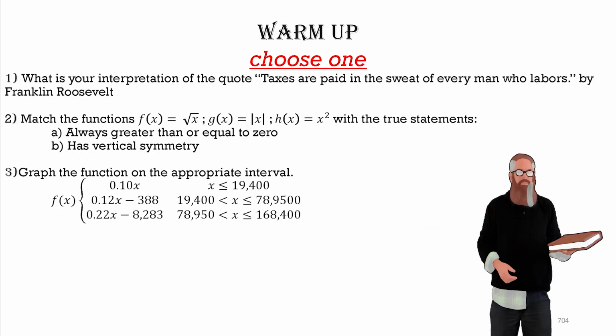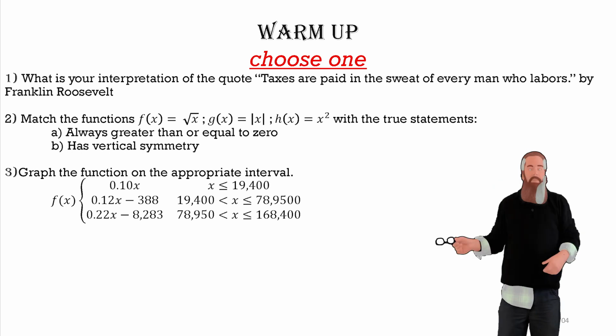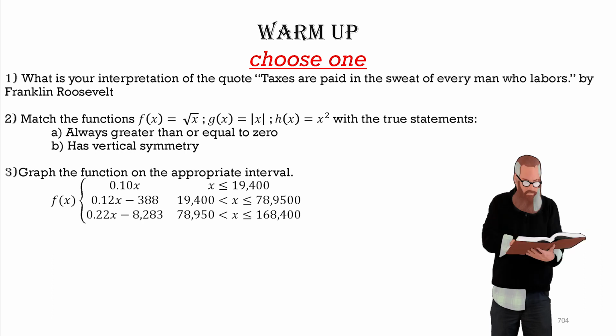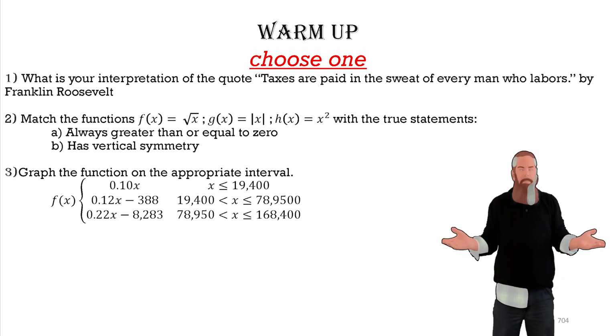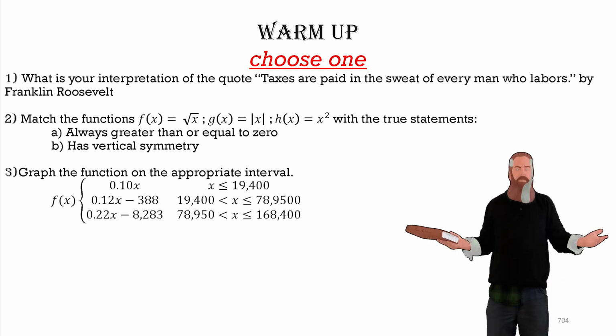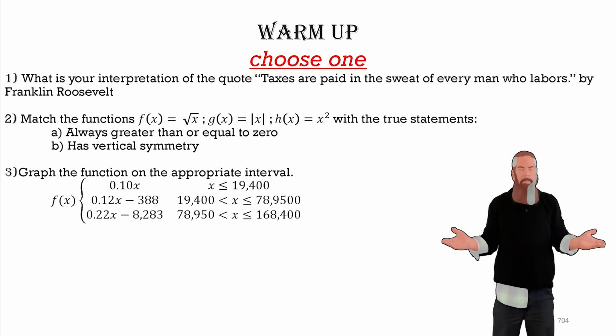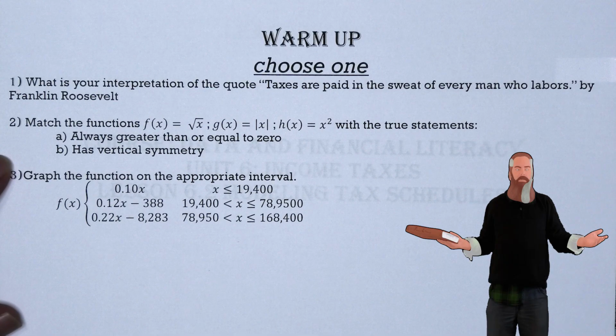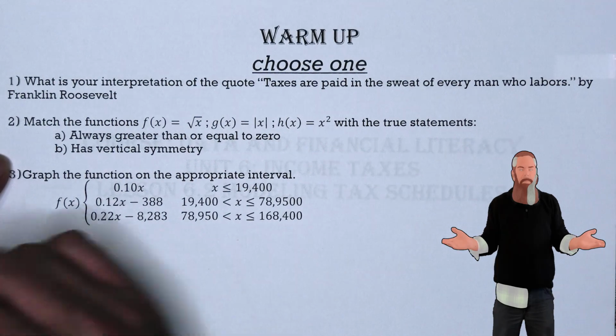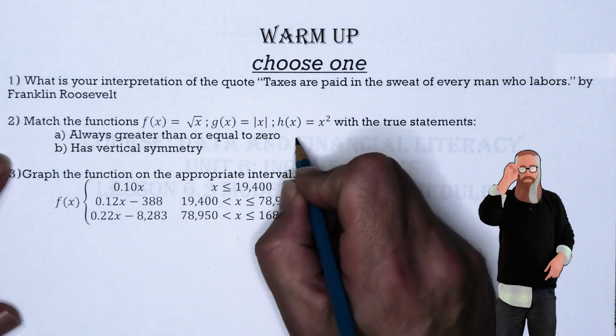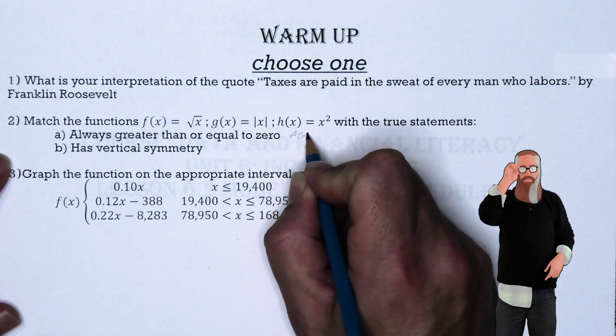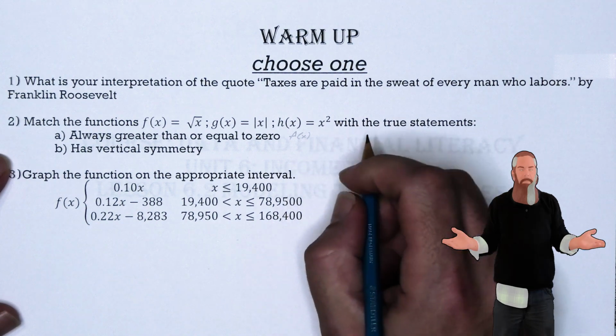Before we get into it, let's make sure we're ready for this lesson by looking at warm-up number 2. Match the functions f of x is equal to the square root of x, g of x is equal to the absolute value of x, and h of x is equal to x squared with the true statement. X is always greater than or equal to 0. Well, when it comes to f of x, one of the answers is in fact always going to be positive, and one is always going to be negative.